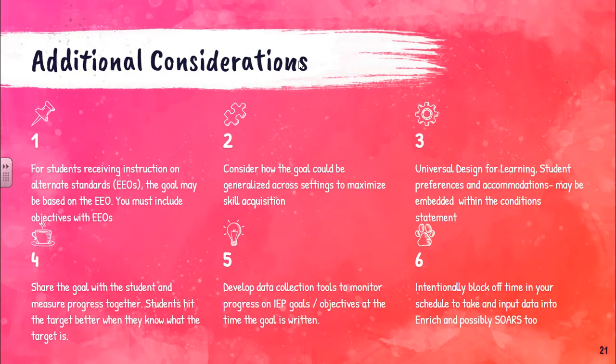Here are some additional considerations when we're talking about writing measurable goals. And the first one is that EEOs, which are extended evidence outcomes, are only for students with a significant cognitive impairment, which is only like 1% of our students. So it's pretty rare. And your students must qualify for them. There's a qualification process. And if your student does qualify, then you'll use the EEOs.